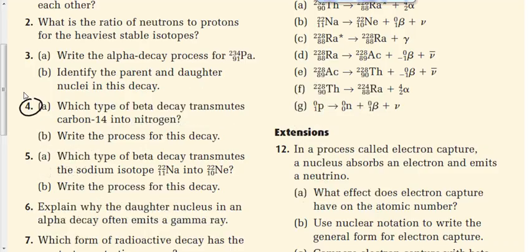If you remember, there's 2 types of beta decay. There's beta plus and beta minus. A beta plus particle is what we call a positron, and a beta minus particle is exactly the same thing as an electron, the electrons that we always talk about. Which type of beta particle has to transmutate carbon-14 into nitrogen? Well, the easiest way to do this one is to probably write out an equation.